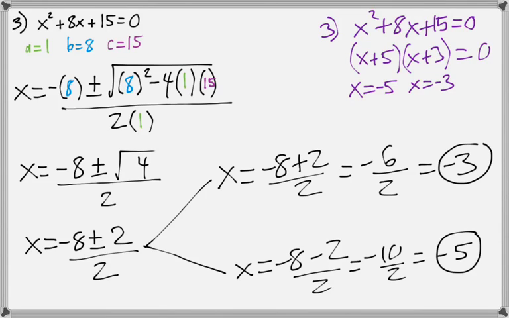So the advantage to factoring is that it can be relatively quick, but it won't always be able to get you an answer. Whereas quadratic formula pretty much takes the same amount of time no matter what, which can be kind of lengthy, but it will always get you an answer.